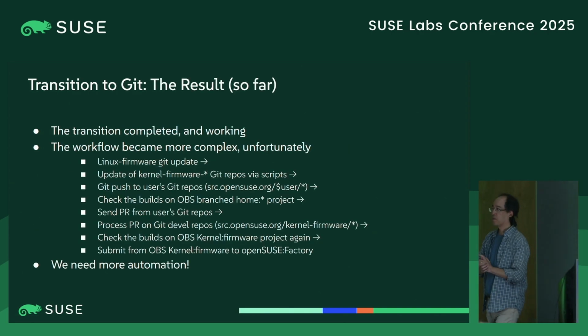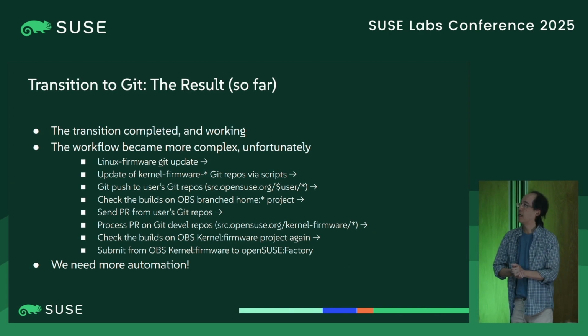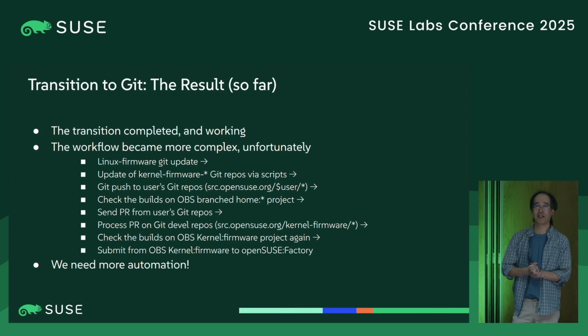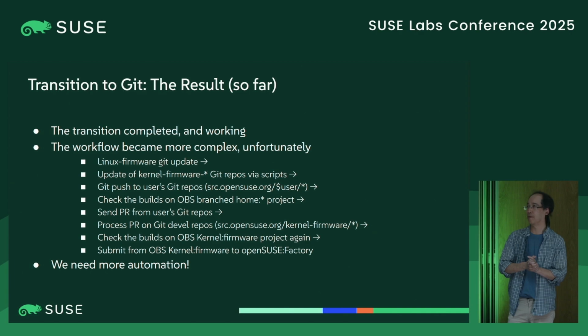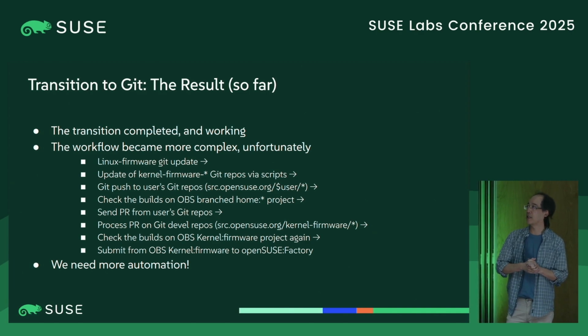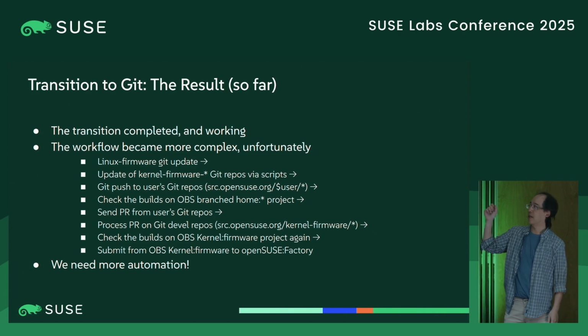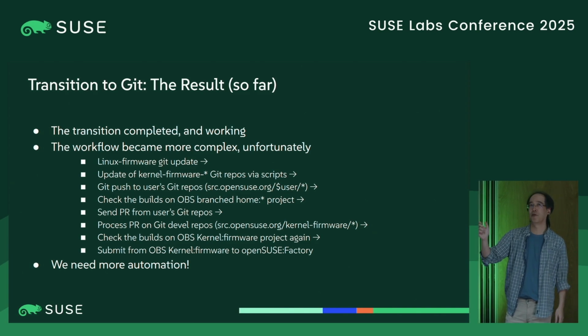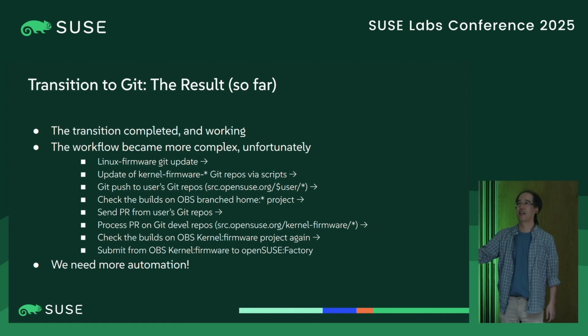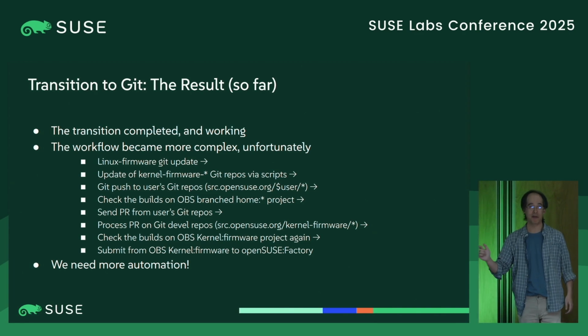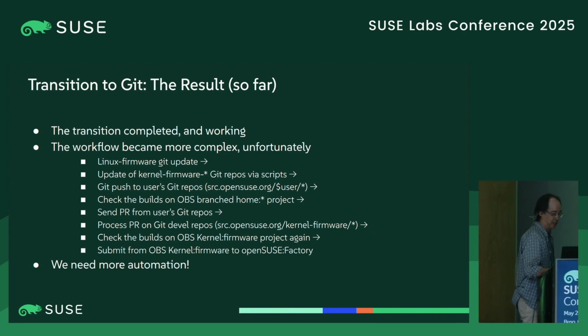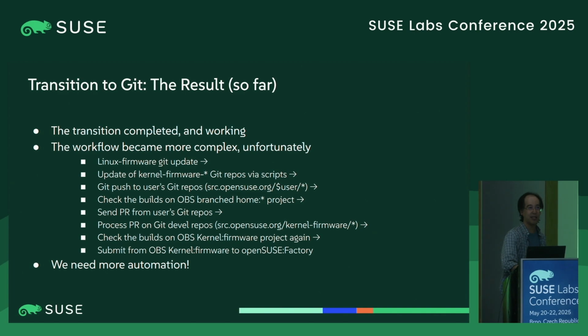So the results so far are fantastic, partly. The transition was completed and working. That is the most important. However, the steps are more complex: starting from the Linux firmware Git tree update, then updating our Git repository, pushing to the Git repository, then checking the OBS build and so on. Then sending a pull request, again checking, then finally sending a pull request to factory. So we need more automation. That's the next thing to do.